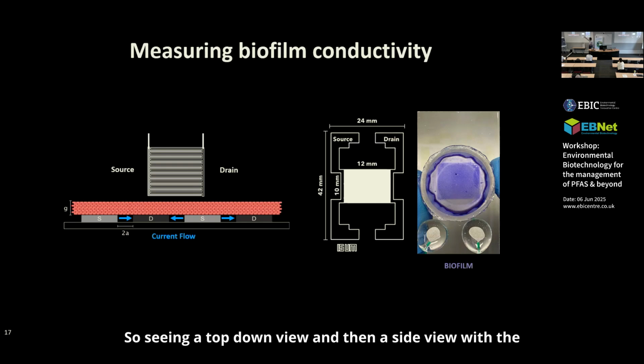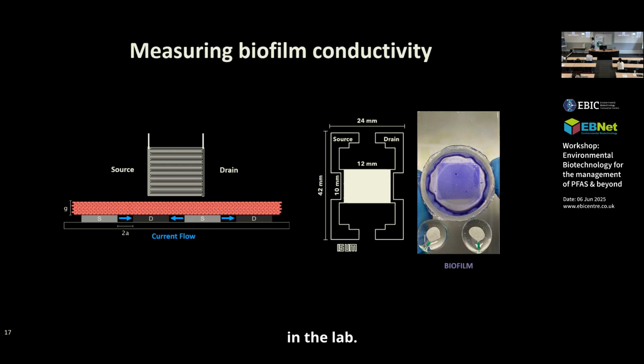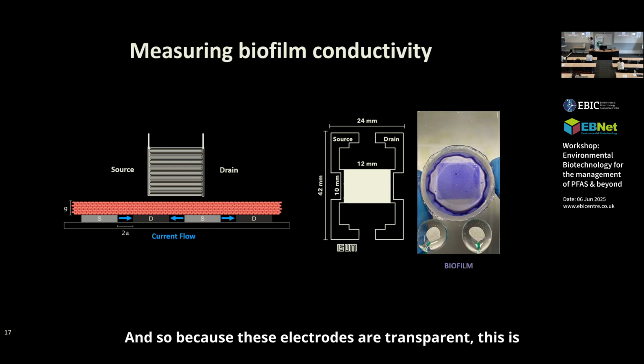And so seeing a top-down view and then a side view with the cells sort of layered on top in red. And then this is an image of what this actually looks like in the lab. And so because these electrodes are transparent, this is actually a schematic of what the electrode looks like. And then this blue or purple area that you're seeing here is the actual biofilm on this electrode. And so we pattern it over that rather large interdigitated region of these electrodes. And then what we do is we perform some electrochemistry on these biofilms. And so we'll pass current at different voltages and look at how this flows through that biofilm.